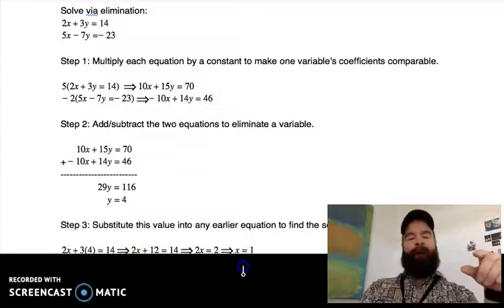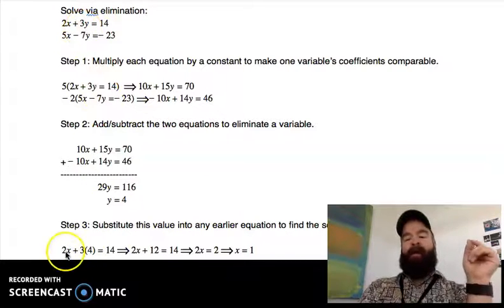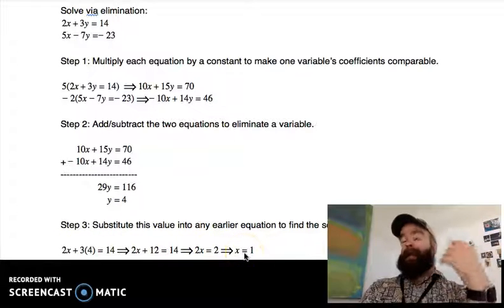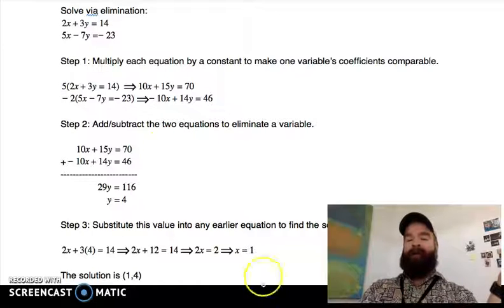So I'm going to take that y, and I'm going to choose to plug it into the top equation, this one, and when I do that, here's the arithmetic, and I get that x equals 1. And again, the solution is the point (1, 4). So that's elimination.